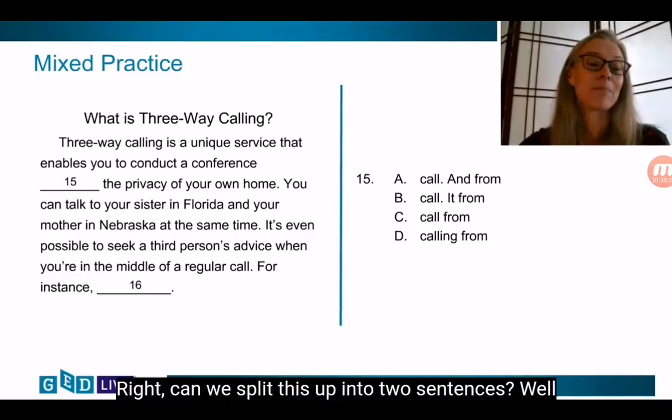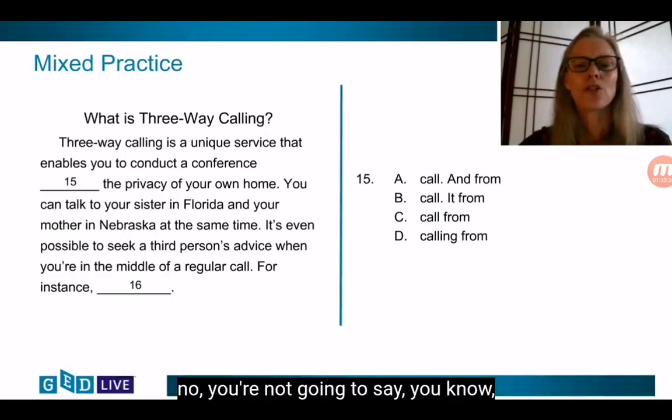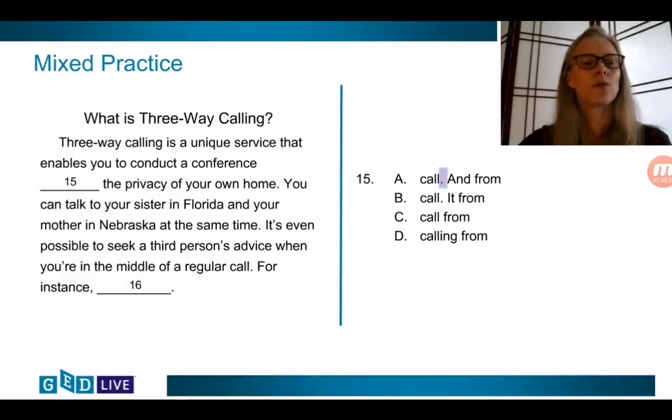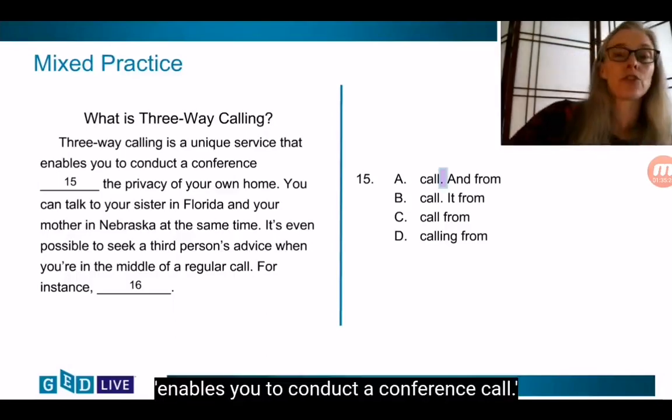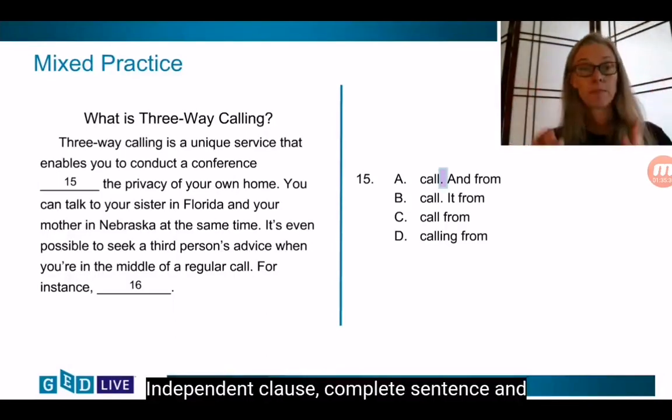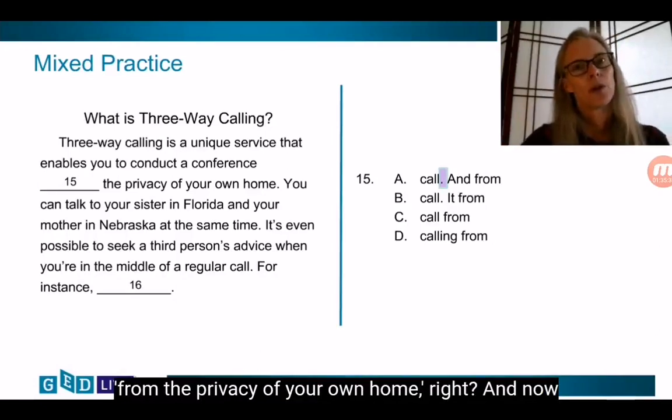Can we split this up into two sentences? Well, no, you're not going to say, "enables you to conduct a conference call," independent clause, complete sentence, and from the privacy of your own home, right?